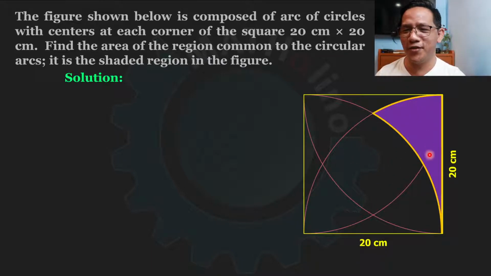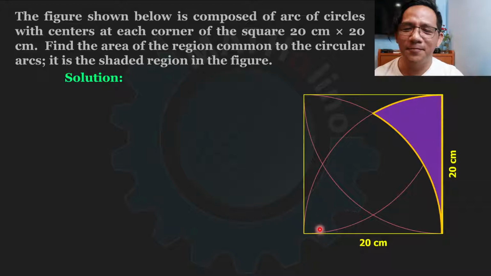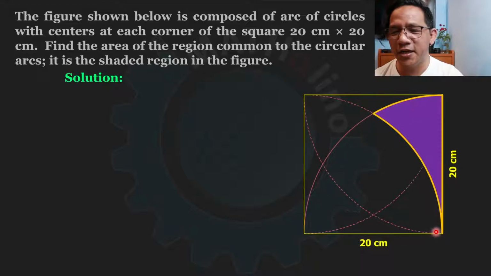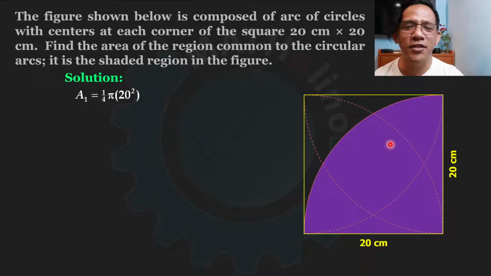How to solve for this area? Very easy. Let us find the area of this quarter circle that contains this area. So this is 1/4 of the circle with center here. What is this area? 1/4 of pi radius squared. Our radius is 20, diba? 1/4 of the whole circle of radius 20. That is equal to 100 pi.